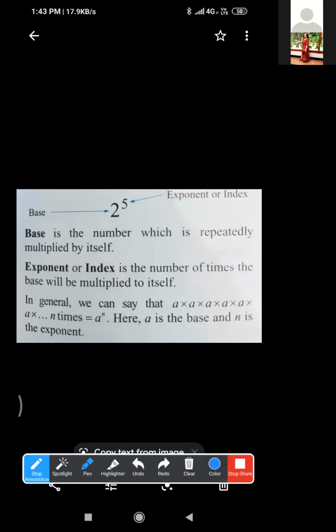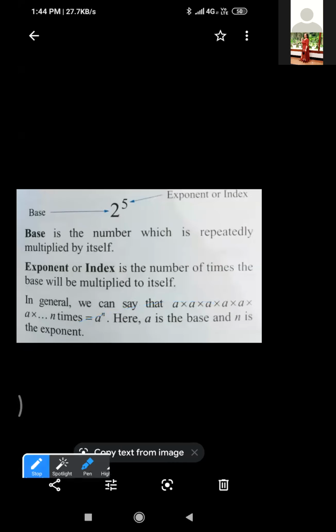Next, in general we can say that a multiplied n times, meaning we multiply any number some number of times. So what do we write? a raised to power n. Here a is any number and n is the number of times we multiply it. So a is the base and n is the exponent. I think all of you understood that. Clear?